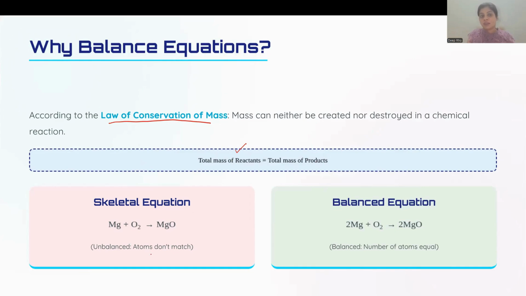So this is the skeleton equation, unbalanced, and then balanced. After that, you have to balance it. The number of reactant molecules should be equal to the product ones, so that mass can neither be created nor destroyed.